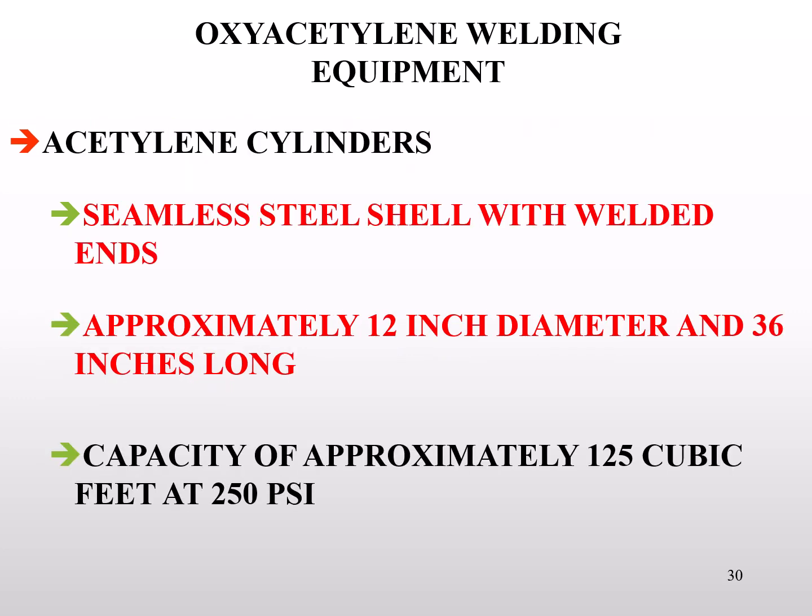Acetylene cylinders are similar to oxygen in a lot of ways, but there are differences because acetylene gas is a very different creature than oxygen. Once again, they're a seamless shell, but they weld the ends on, and the reason they're allowed to do that is because acetylene bottles will always be a lower pressure bottle than oxygen bottles.